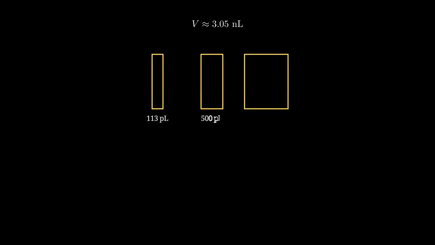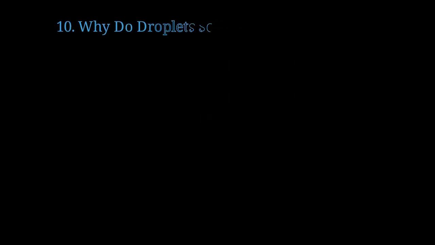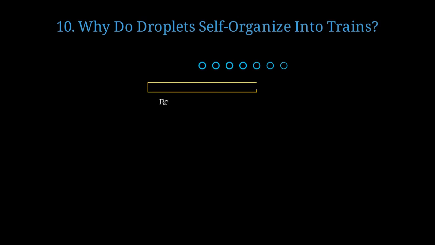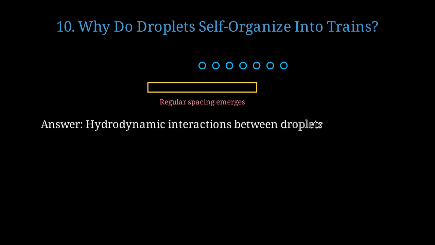Here we compare three typical droplet volumes: 113 picoliters, 500 picoliters, and 3 nanoliters. A fascinating question: why do droplets naturally organize themselves into regular crystal-like trains? When droplets form, they spontaneously organize into regular trains with uniform spacing, like pearls on a string. The answer lies in hydrodynamic interactions between neighboring droplets.